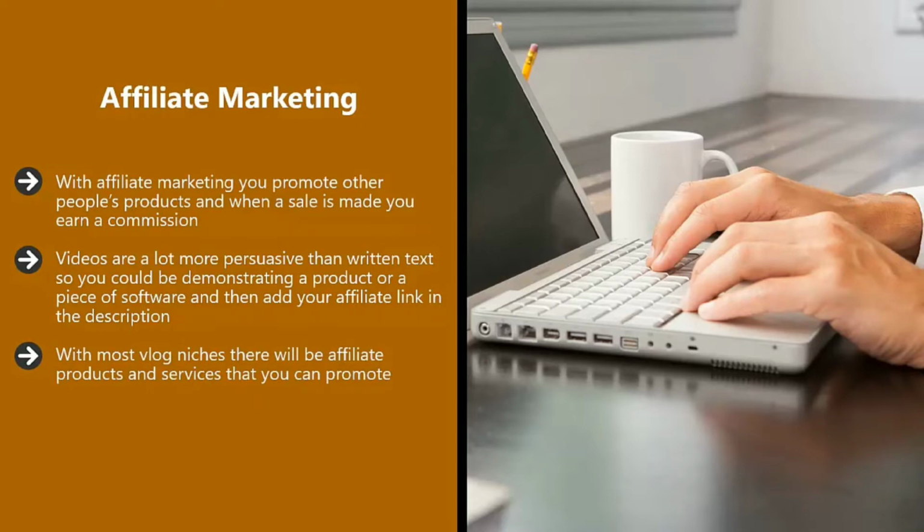Use Google or another search engine and type in the type of product or service and then affiliate program. So an example would be makeup affiliate program. You can promote physical products and digital products too. Digital products would normally be software, a how-to guide, training videos, and so on.